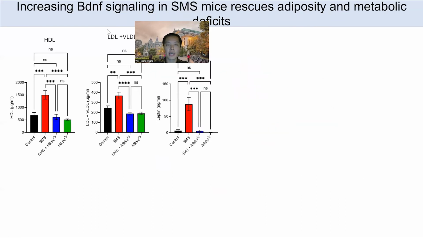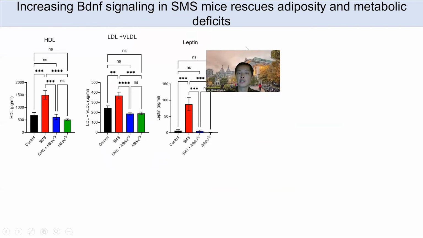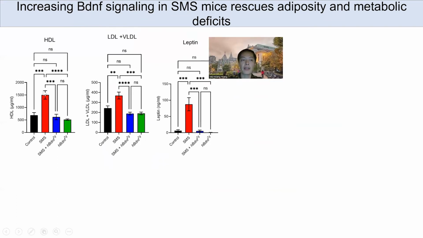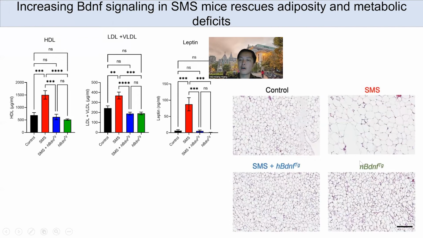So HDL, LDL, and leptin are some of the proteins and lipids that are associated with obesity. And they are dramatically increased in SMS mice, but they're also decreased when you have human BDNF overexpression. So these are sections of the adipocytes, or fat cells. In SMS mice, the fat cells are quite big and large. They accumulate a lot. But with BDNF treatment, again, they look very similar to control mice, suggesting that the size of the adipocyte can be decreased by this genetically expressed human BDNF in mice.